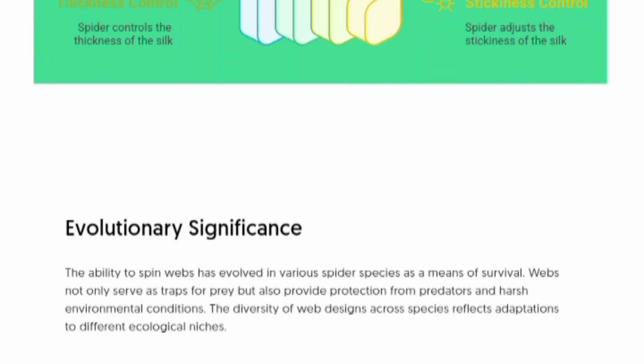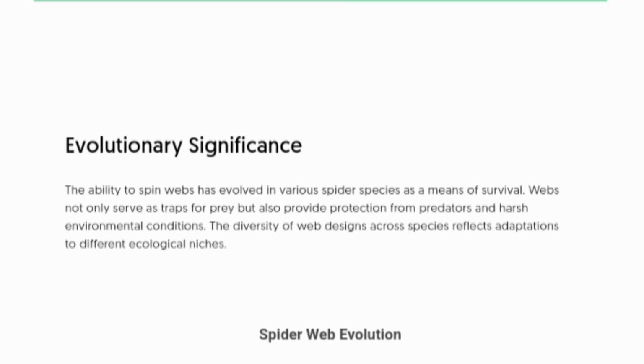Evolutionary significance. The ability to spin webs has evolved in various spider species as a means of survival. Webs not only serve as traps for prey but also provide protection from predators and harsh environmental conditions. The diversity of web designs across species reflects adaptation to different ecological niches.